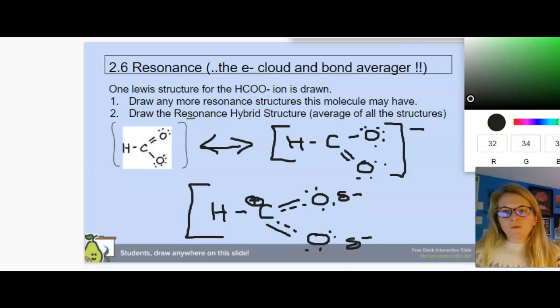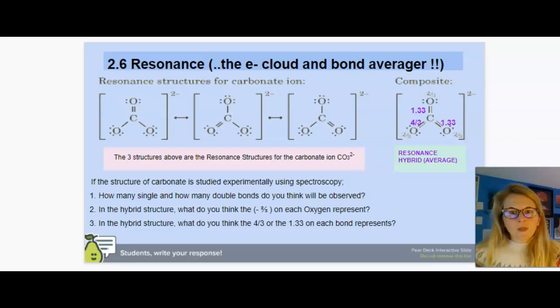Let's move forward. So here on this slide, we see all our resonance structures for carbonate. And here we actually are showing how we average the charge on all of those oxygens, and we average the bond lengths, and we can do that either as a fraction or as a decimal.